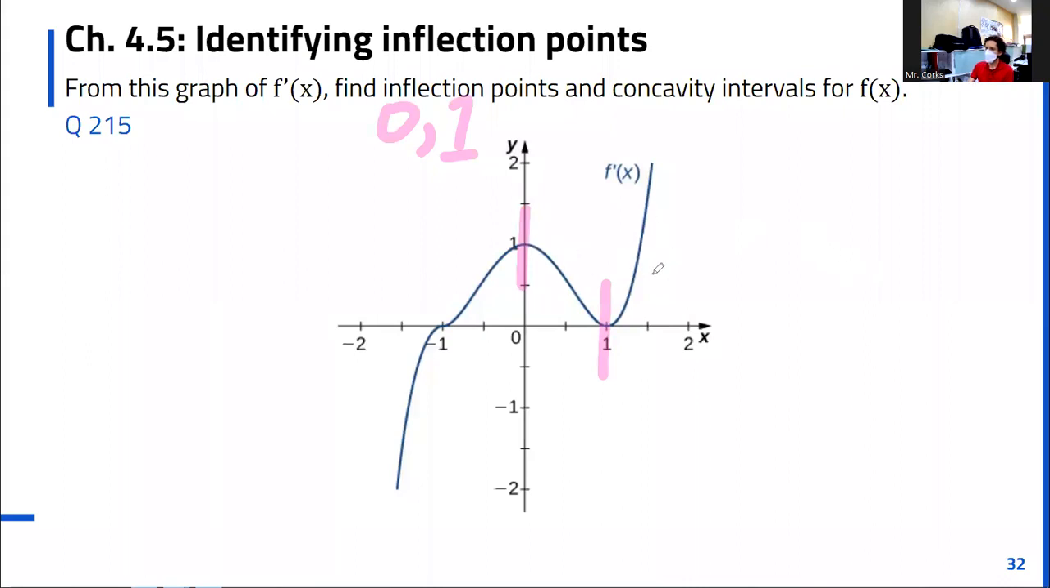Okay, so on these other ones, we have first derivative increasing. So this must be concave up from 1 to positive infinity. We are decreasing here from 0 to 1. So this must be concave down.